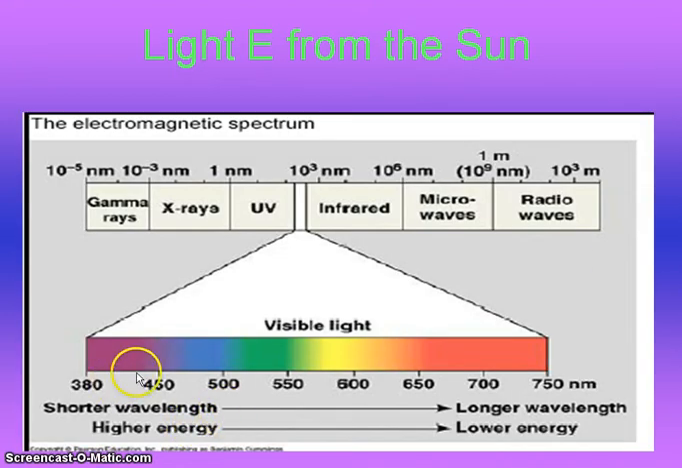Here's a diagram of the visible part of the electromagnetic spectrum, and you can see that the different wavelengths of light will have different amounts of energy. Down towards the orange and red side of the scale, you're going to have lower energy than the purples and the blues. So depending on which wavelengths of light are being absorbed, the plant can get different amounts of energy.